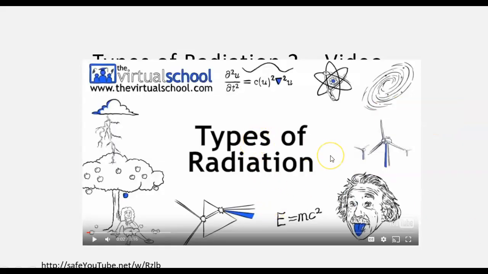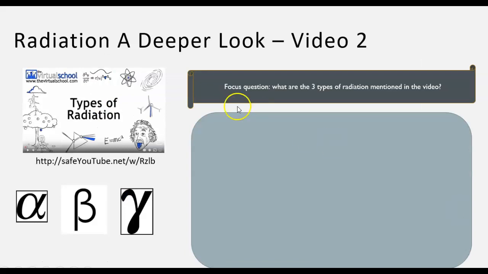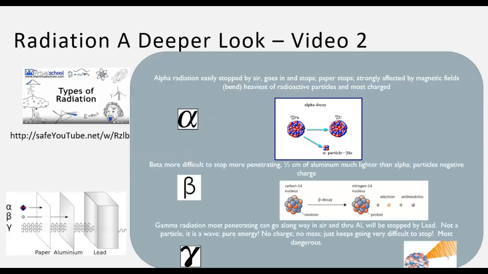Here is a video on the types of radioactivity that will explain the alpha, the beta, and the gamma. Take notes as you're watching this so that you can tell the difference between the different types of radiation. You can check out some of your notes by comparing them with my notes.